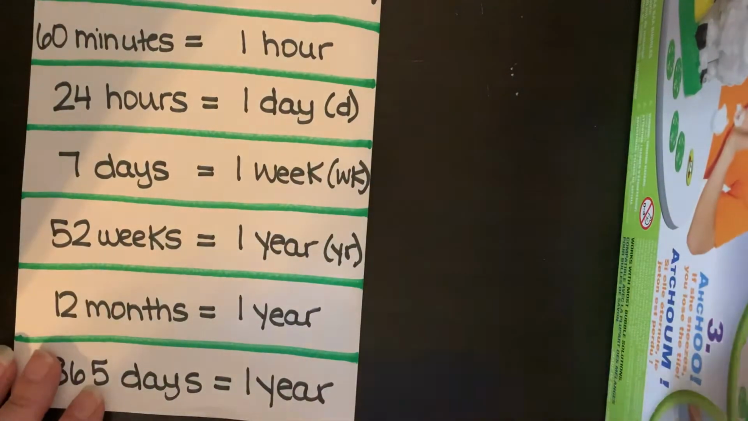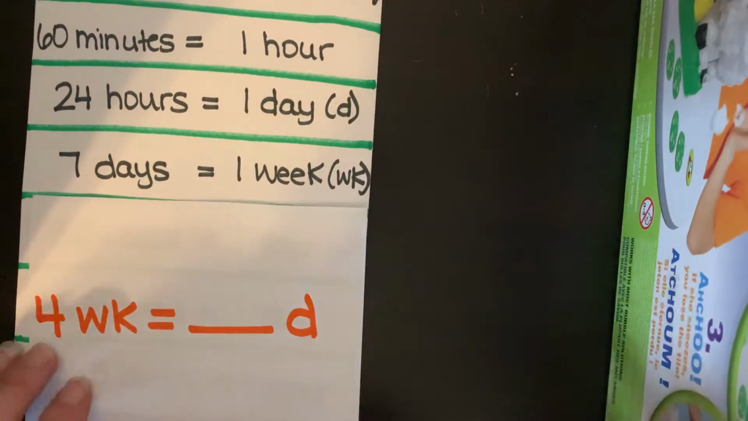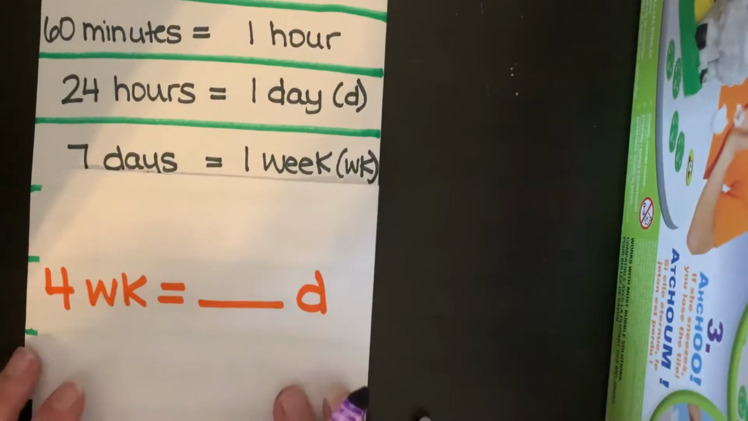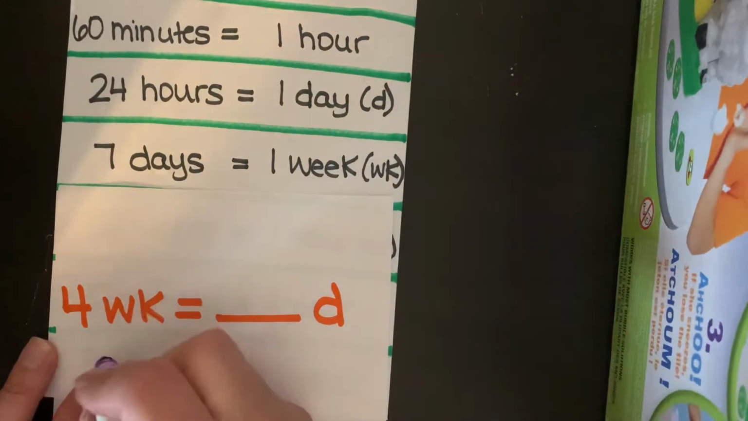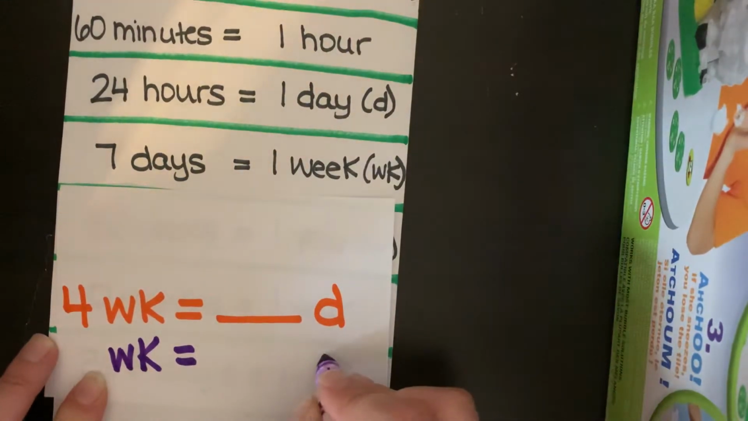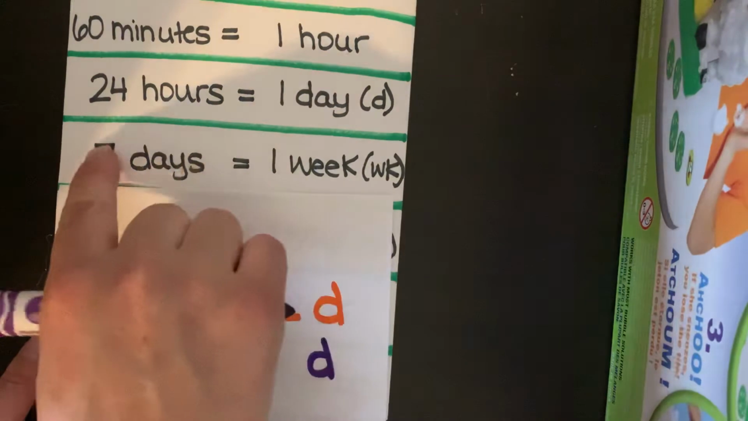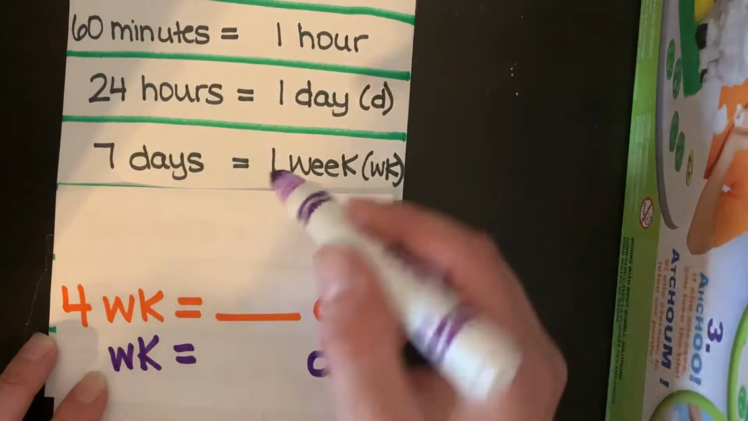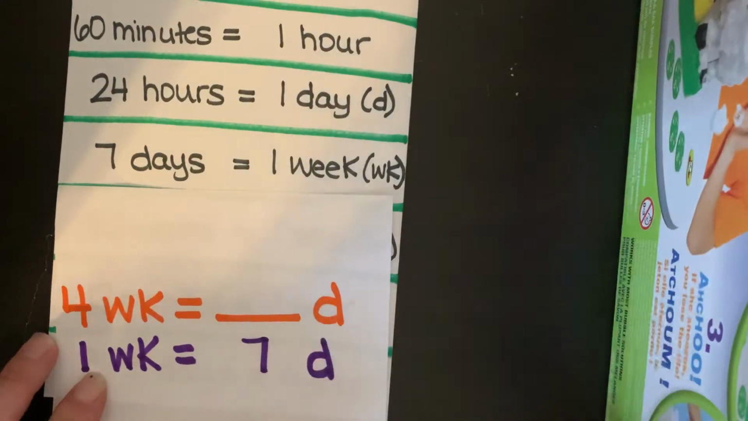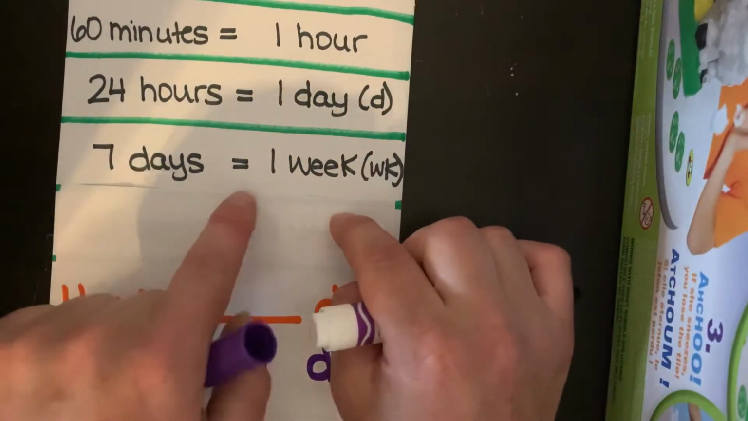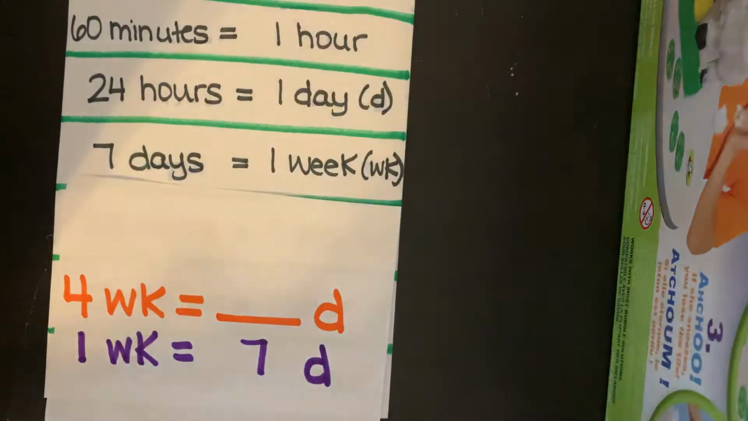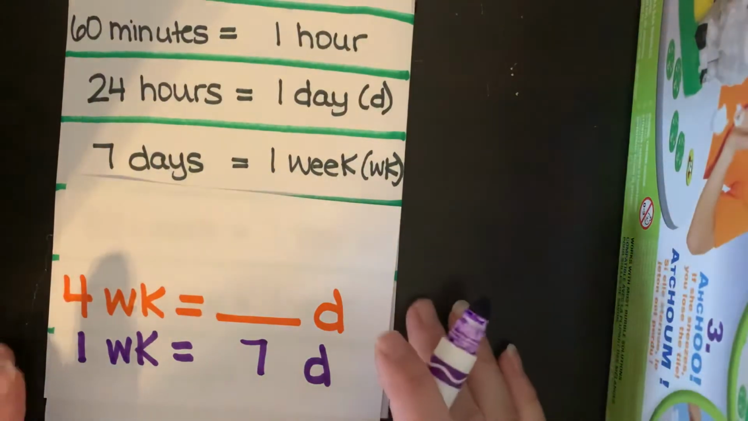So the first thing I want to make sure when solving this is that I line up the units right underneath each other. So underneath weeks, I'm going to put another unit of weeks. And then underneath days, I'm going to put another unit of days. And now I'm going to fill in the missing number. Weeks would be 1 week, and that is the same as 7 days. So even though on my chart it says 7 days equals 1 week, you can flip around and say 1 week equals 7 days. Still the same equation.